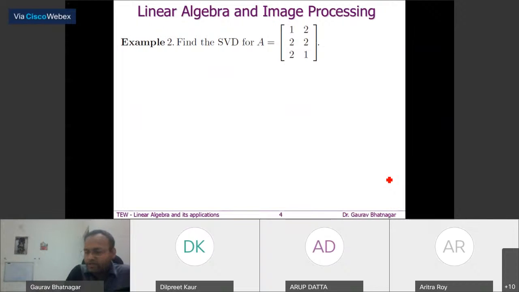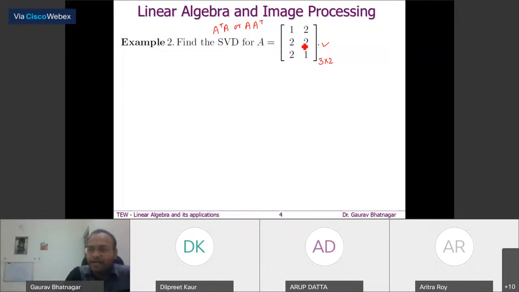So now my question says that you have to find the SVD of this matrix, and this is going to be a 3 cross 2 matrix, a rectangular matrix. So again, the algorithm says you have to find A transpose, because it's a real matrix, so A star is going to be A transpose. So I'm going to check A transpose A or A A transpose, whichever has the smaller dimension. I'm going to take that particular matrix.